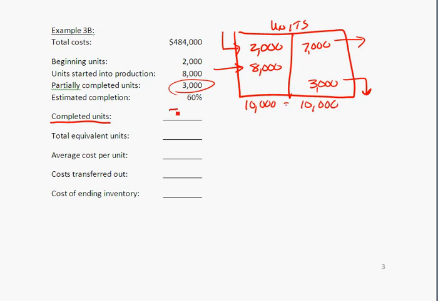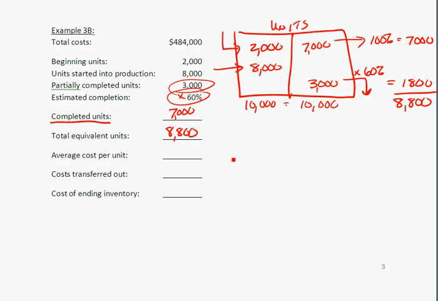In terms of our completed units, we know that they are 100% complete. So 100% times 7,000 is 7,000 equivalent units. Our ending work in process, we are told, is 60% complete. So 3,000 times 60% means our ending work in process is 1,800 equivalent units. So our total equivalent units for the month was 7,000 plus 1,800, or 8,800 units. So we've got 8,800 equivalent units.